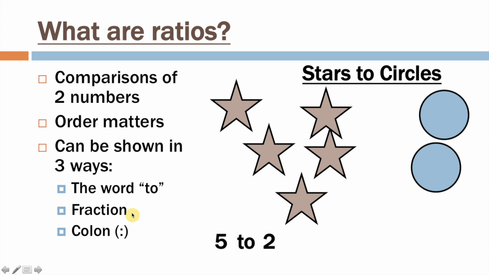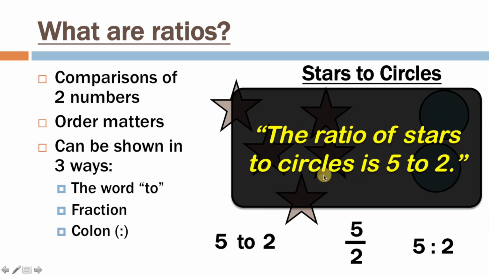And there are two other ways of writing these ratios. So let's write the fraction form. So if we have 5 to 2, what should that fraction look like? On top we'll have a 5, on the bottom we'll have a 2, and it'll look like this, 5 over 2. Now using a colon is the same exact thing as using the word "to", except instead of putting the word there, we put the colon instead. So it'll look like this, 5 colon 2. But again, even though we're writing it three different ways, the way we read it is the same as the first way we wrote it. So we would say the ratio of stars to circles is 5 to 2.